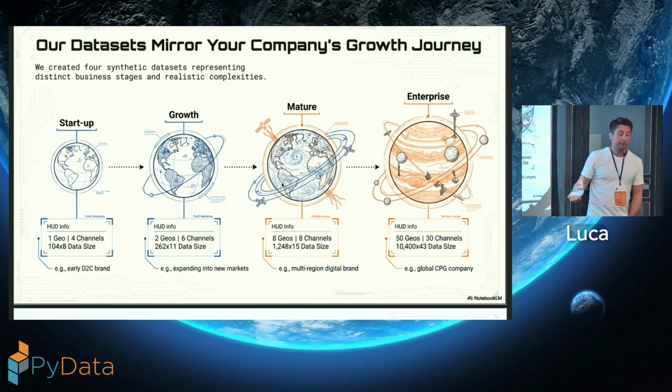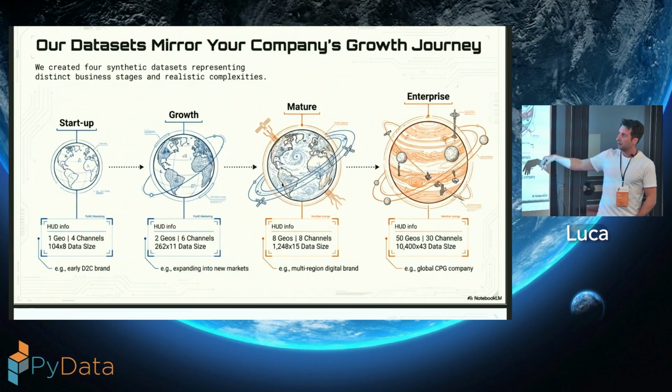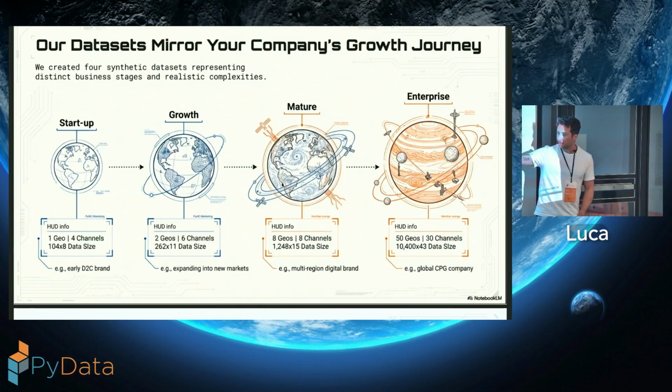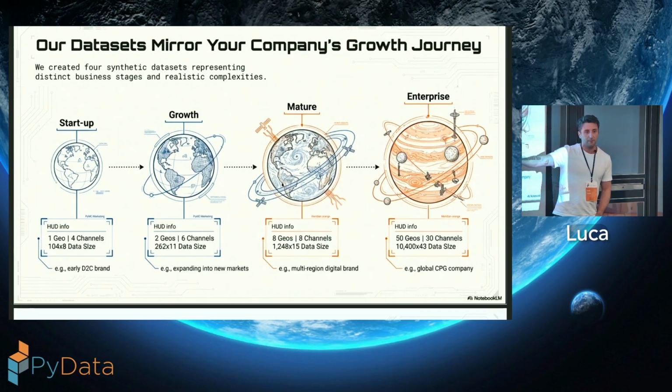It has maybe 4 marketing channels. Maybe they have Facebook, search, Instagram, so it's digital stuff. And then we increase. So we go towards more mature companies that maybe operate in 8 geos. They have 8 channels. And as you can see here, the dataset size scales across 2 dimensions.